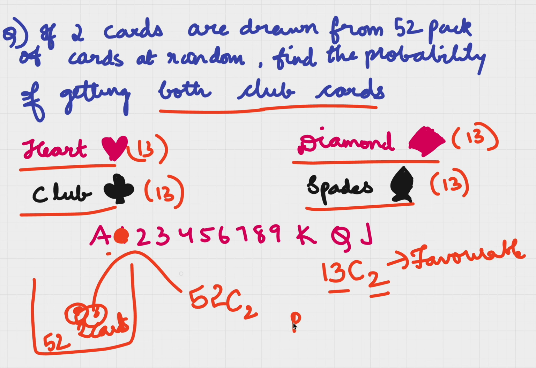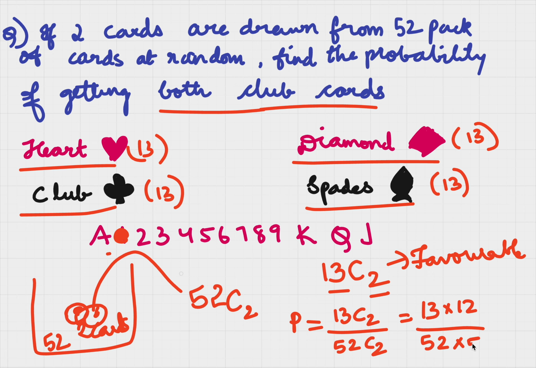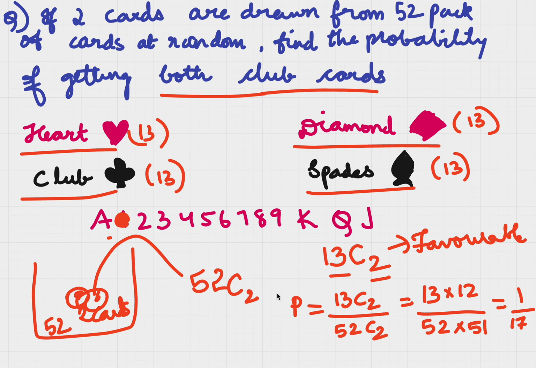So now our probability is equal to 13C2 favorable over the total number of outcomes 52C2. So we can solve it like this. Here 13, it's 2, so we just write two numbers, 13, 12, and here it's 2. So 52 into 51. If it was 3, we write one more number, which is 50. So we should do it this way and we get 1 by 17. I hope this question is clear. Let's move on to the next question.